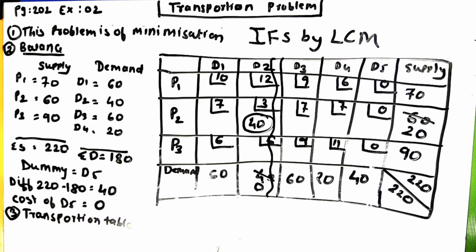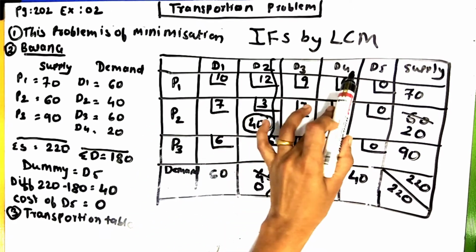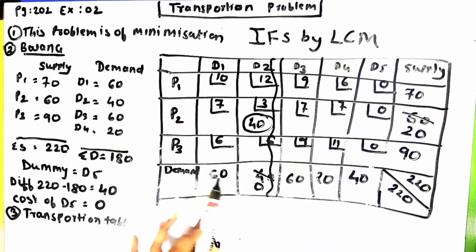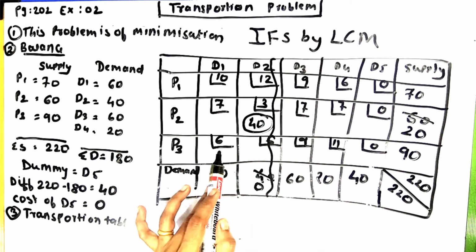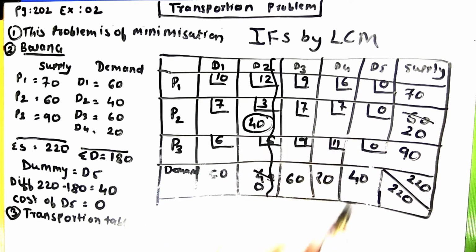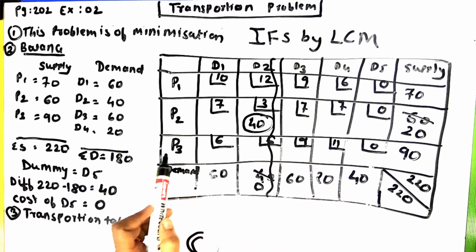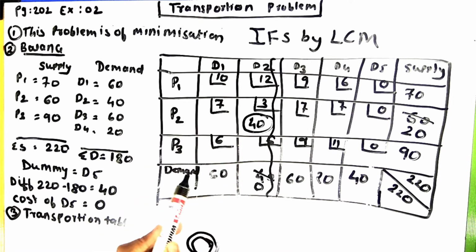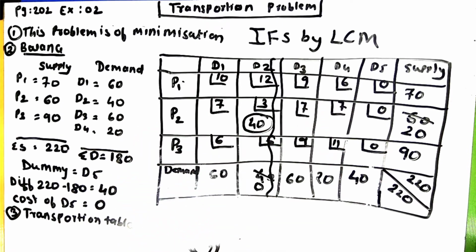Now once D2 is cancelled, we can apply the same procedure on other cells. Let me find the least cost again, ignoring D5 right now. From D1, D3 and D4, the next least cost is 6. But here we can see there is a tie between 6 and 6. The 6 cost is there in P3 D1 as well as P1 D4. So there is a tie in the least cost.